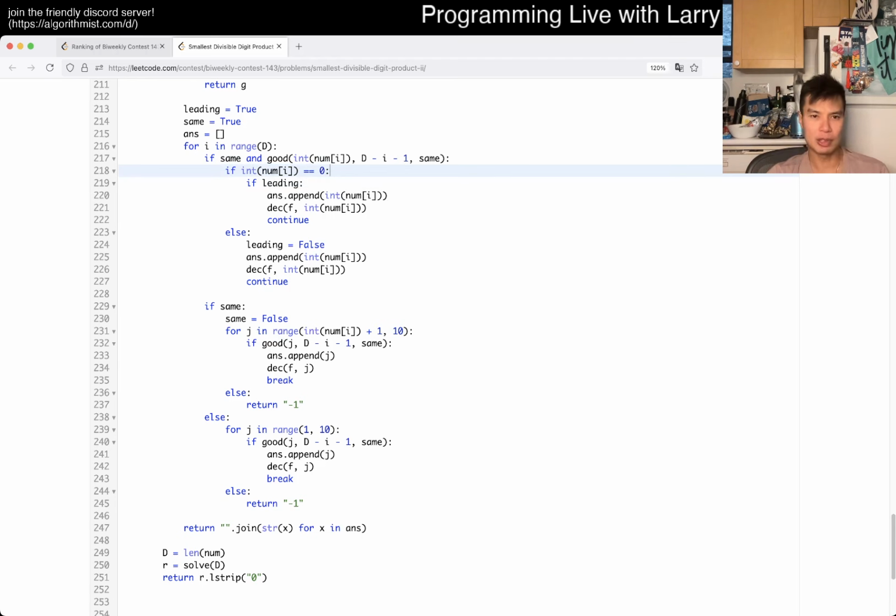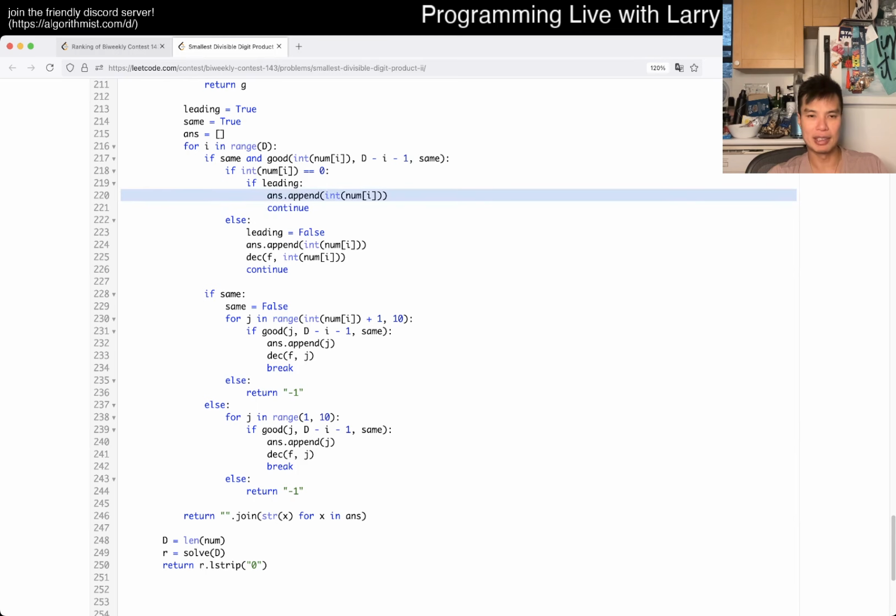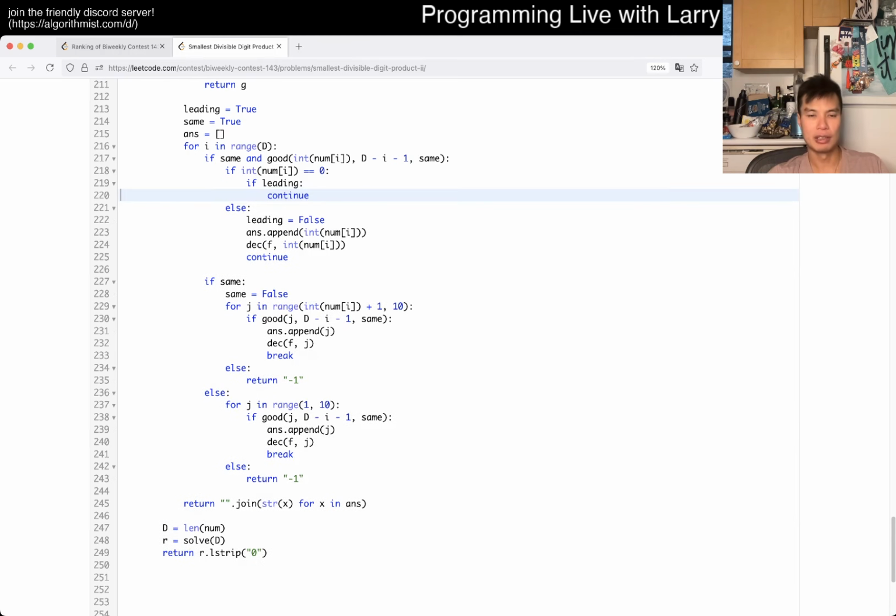I think in retrospect, I could have also just written: if this is zero, if this is leading, this does nothing. This just appends a zero, so we can actually just skip, right? So we can just continue. Yeah, if this is zero, we just skip. I think this is fine.